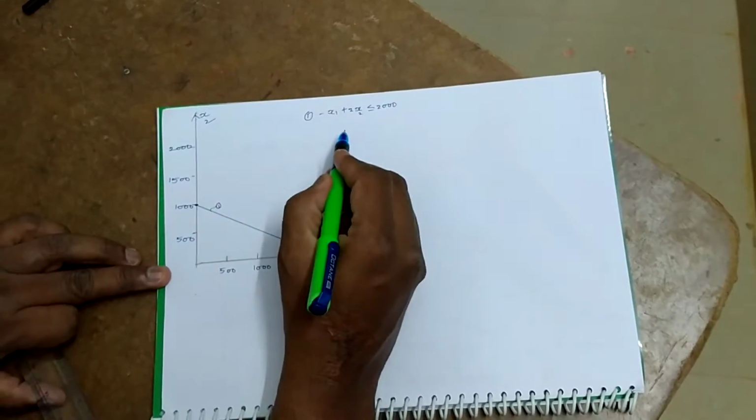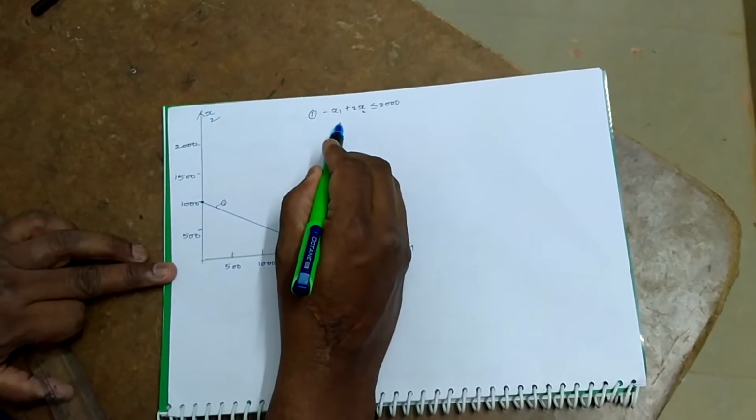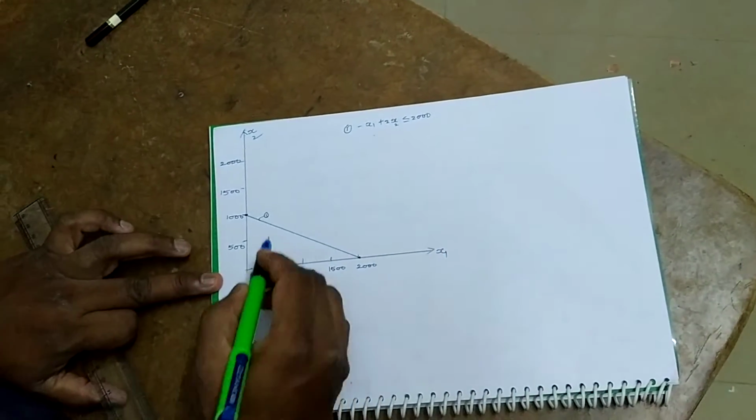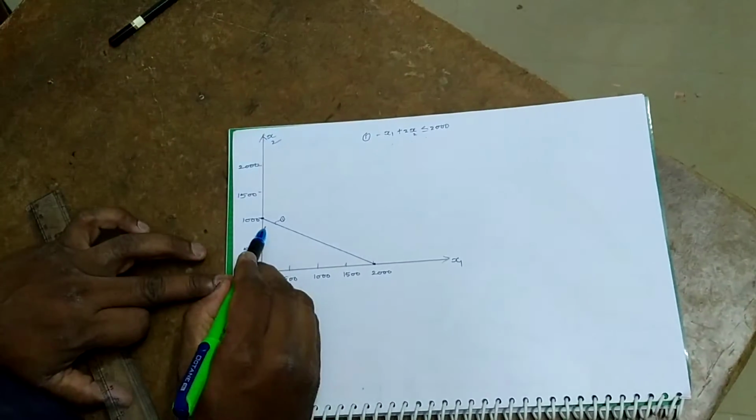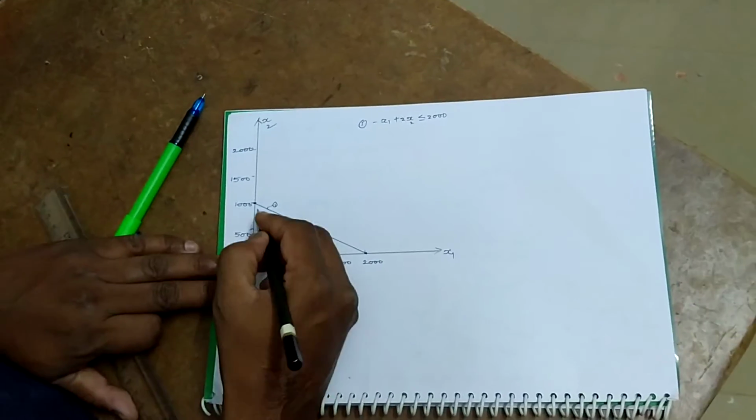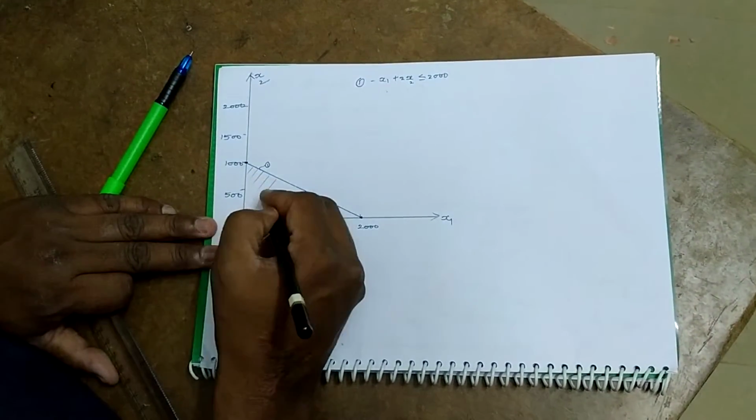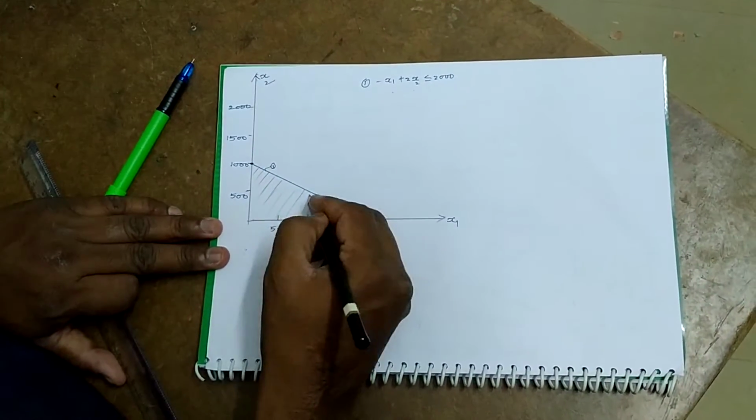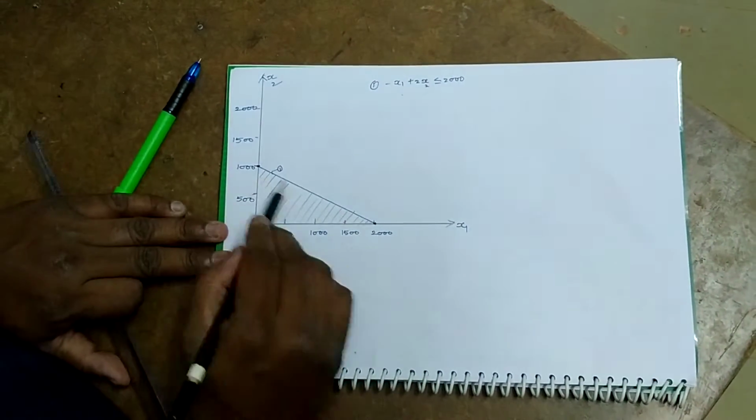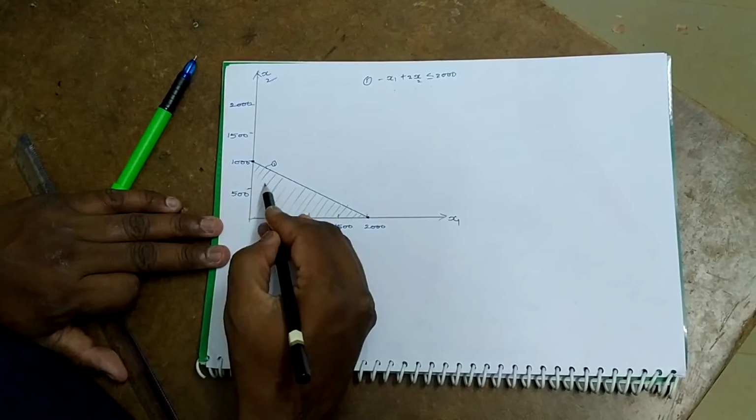Inequality constraint 1 is x1 plus 2x2 is less than or equal to 2000. For constraint 1, we will mark the plot and the feasible region. So this is the feasible region. Let me draw the region, it will be like this. Is it right? Yes. For constraint 1, I could draw the feasible region here with the pencil.